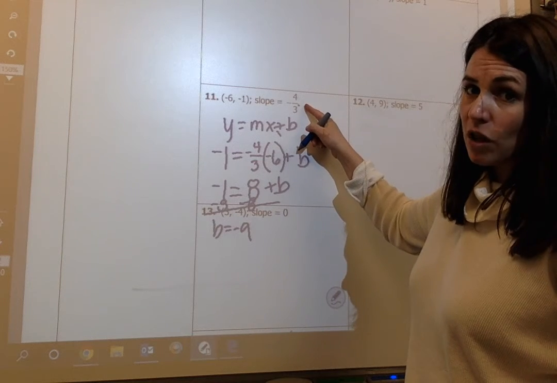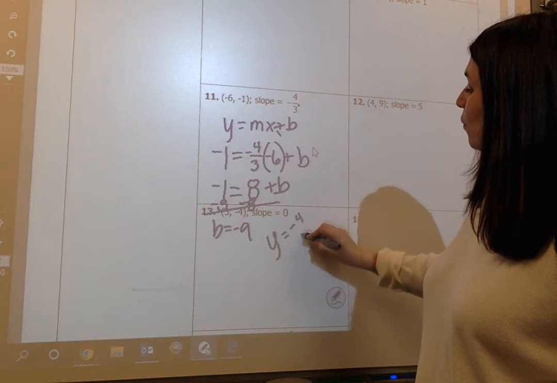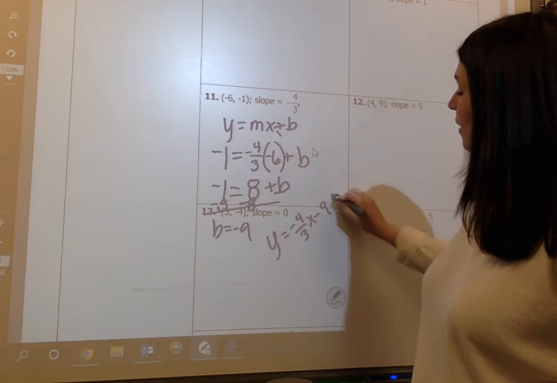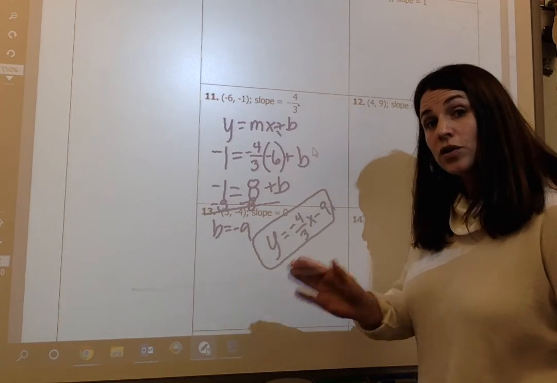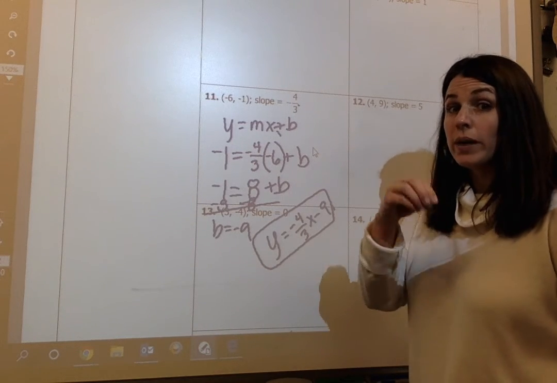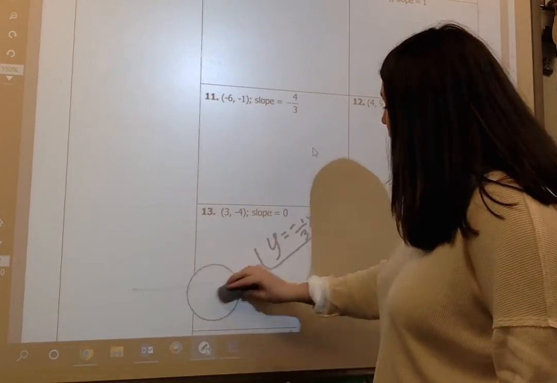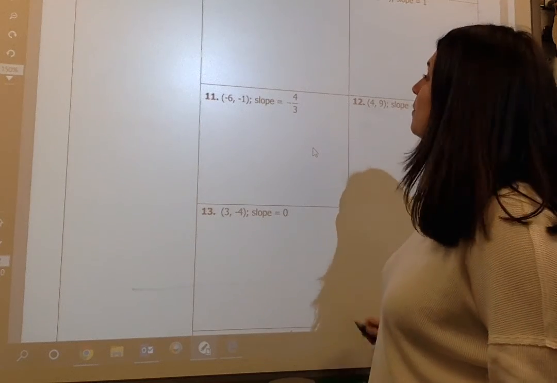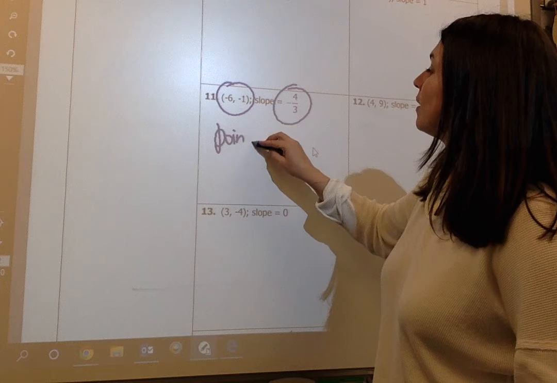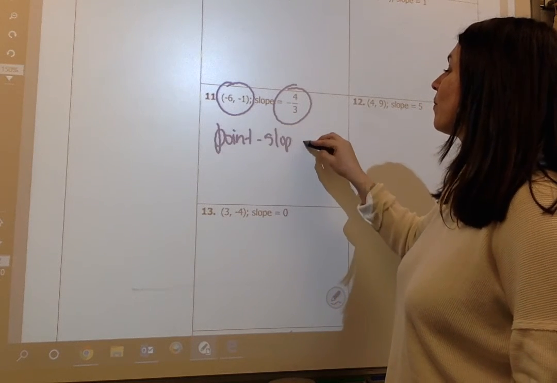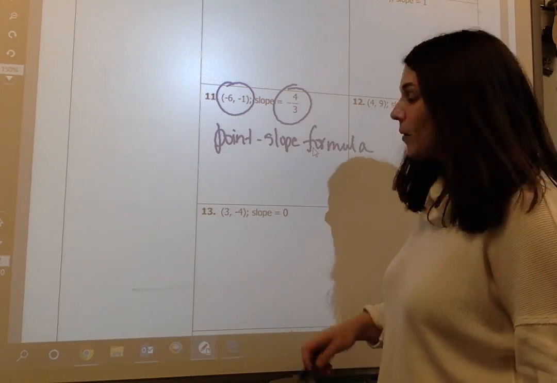Well, now that I have my slope, and now that I have my beginning point, I can say y equals -4/3 x minus 9. And that's my answer. So either way you want to do it, point-slope formula. The reason it's called point-slope formula is because you were given a point and you were given a slope. So point-slope formula. Crazy how they came up with that name.